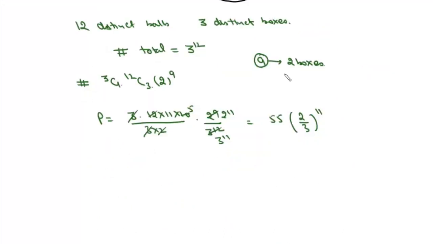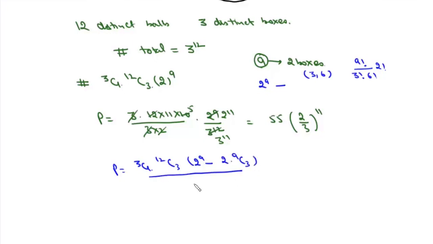Another question is that exactly one of them should contain 3 balls. In that case, from these 2 to the power 9 cases, we have to remove all those cases in which we have distributed them as 3 and 6. Now we can write this as factorial 9 by factorial 3 factorial 6, and then it will be multiplied with factorial 2. In that case, this probability will be 3C1 into 12C3 into 2 to the power 9 minus 2 into 9C3, divided by 3 to the power 12.